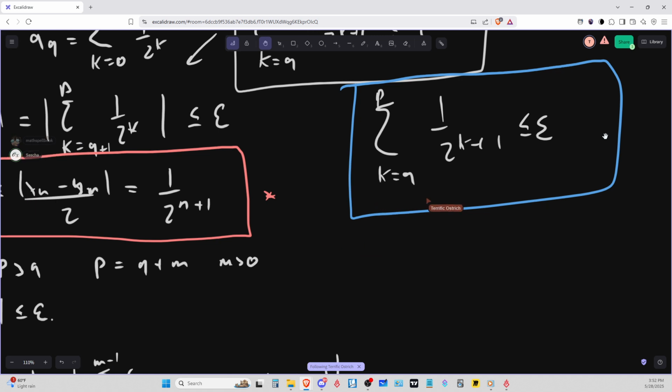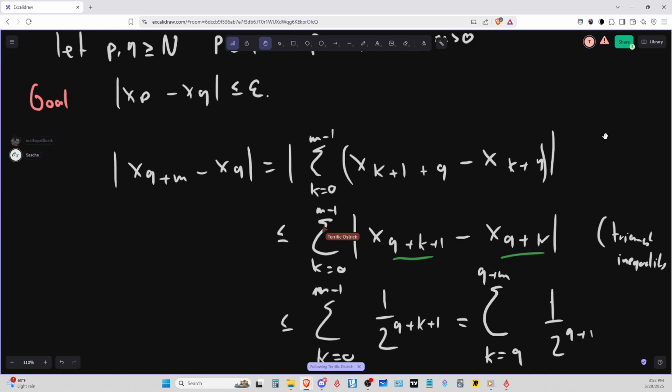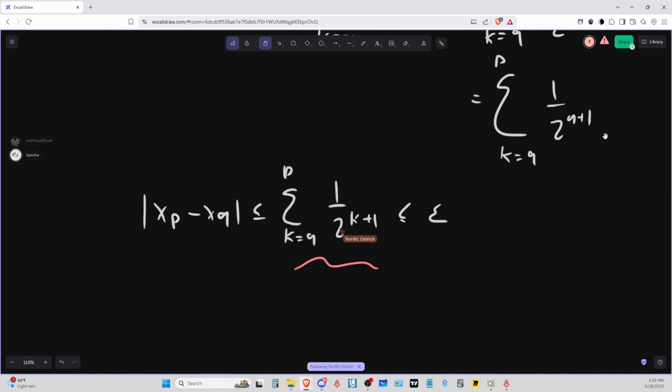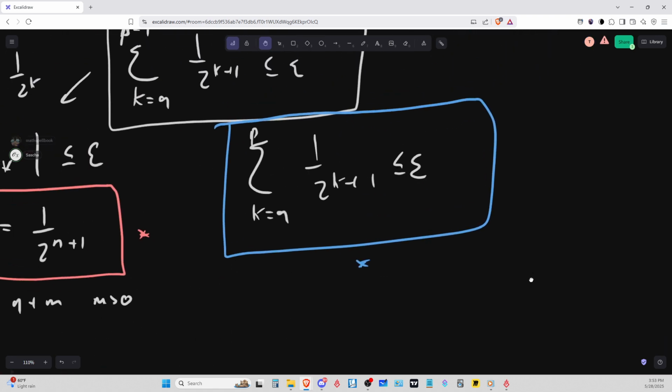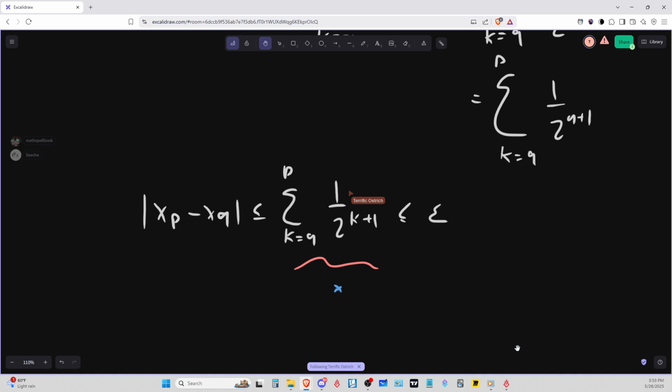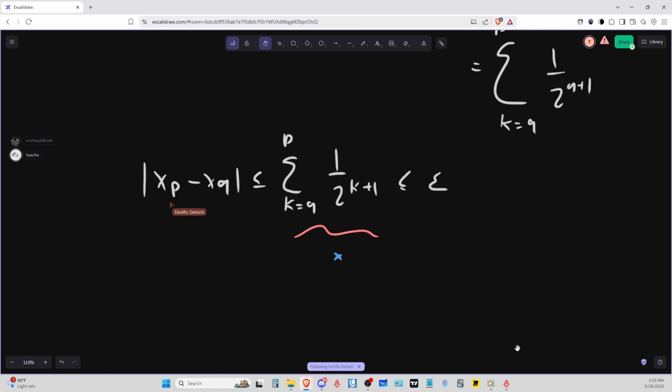Sorry if it's getting messy. I did not plan the end of the proof, so we're getting what we get. The fact that this is less than epsilon just follows from the thing I put in blue on the top. And this shows that x is actually Cauchy, because p and q were chosen to be arbitrary numbers which are bigger than big N. So this shows that the xn is Cauchy.